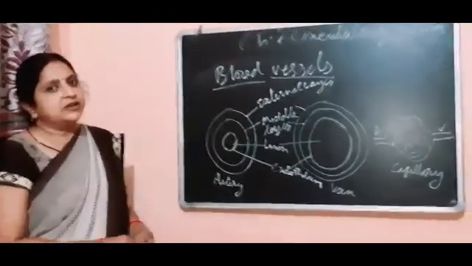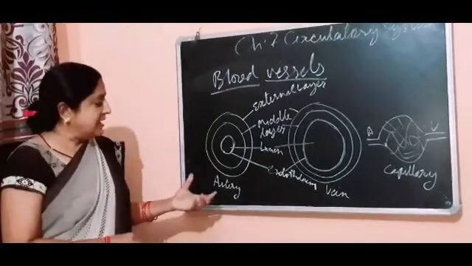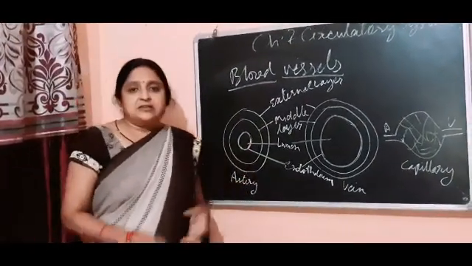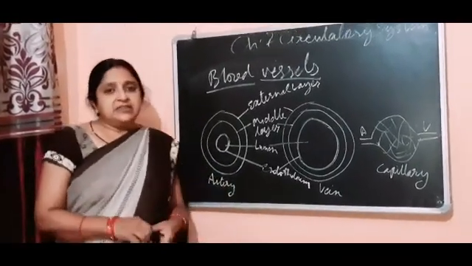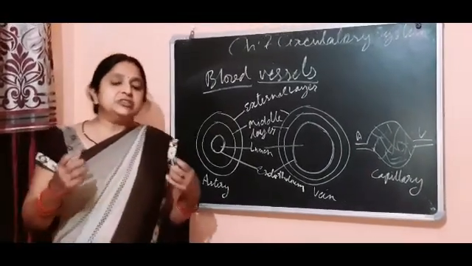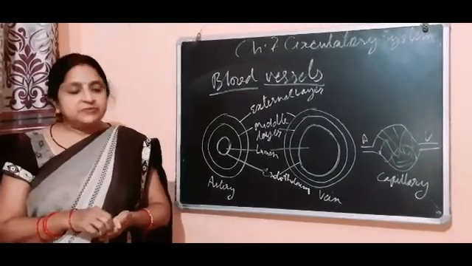Only the pulmonary artery carries deoxygenated blood. And except for the pulmonary artery, all the arteries carry oxygenated blood. These arteries carry blood from the heart and distribute the blood to all parts of the body. This is the function of the artery.